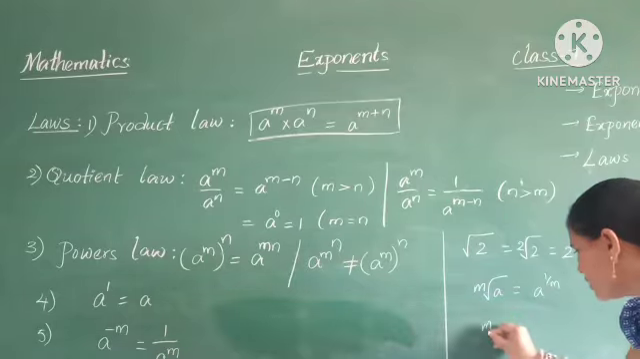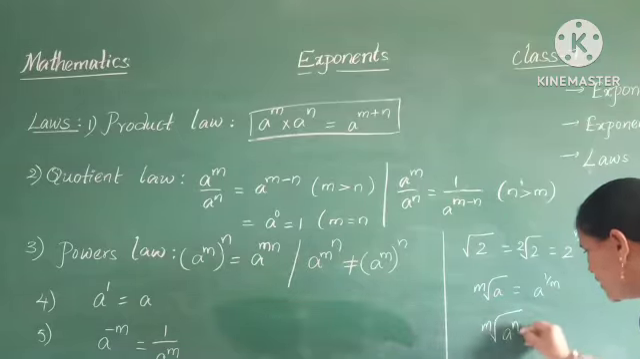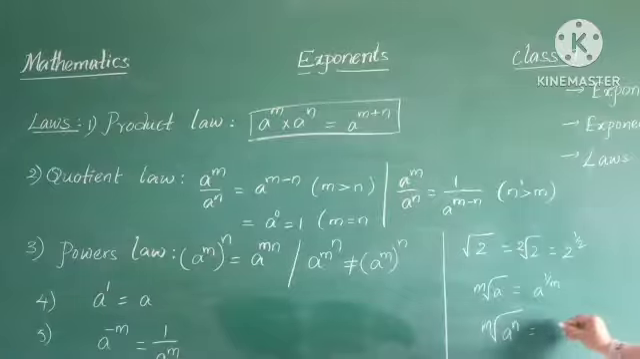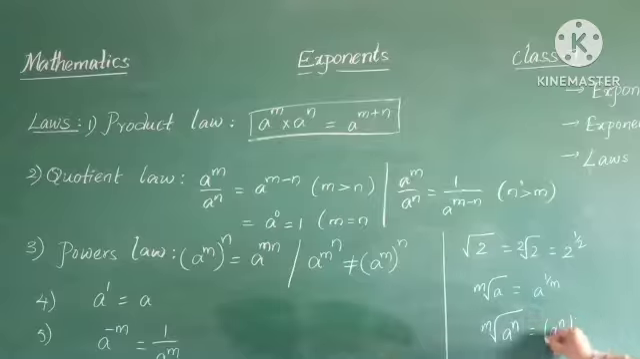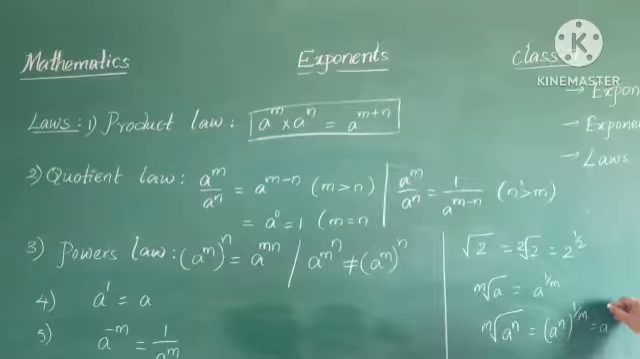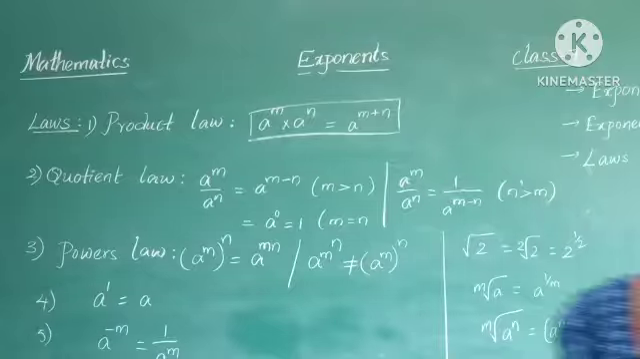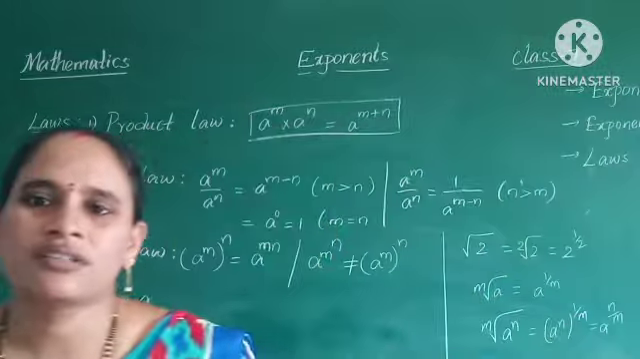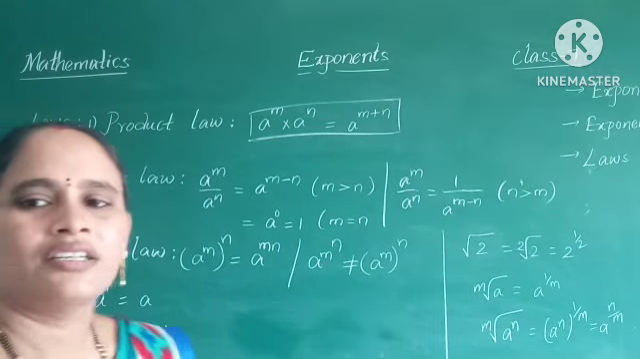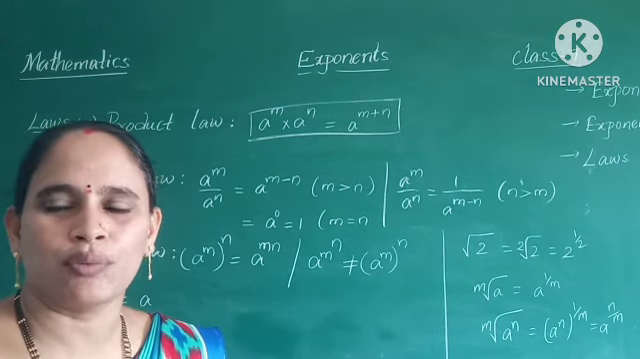One more sum: the nth root of a power m. Now write it as a power m whole power 1 by n. Now we have to use the power law here. A power m whole power n is a power m into n. Then we can write it as a power m by n. So these are the laws of exponents, and later in the next session we will discuss the problems. Thank you.